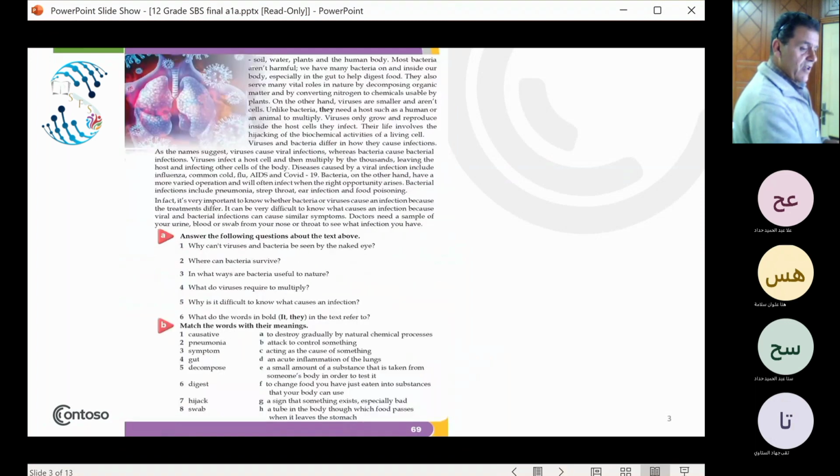Let's see the new words. Before we start reading the text, let's have the new vocabulary. Exercise B. Match the words with their meanings. This is an example. New words. Let's start with the first one.